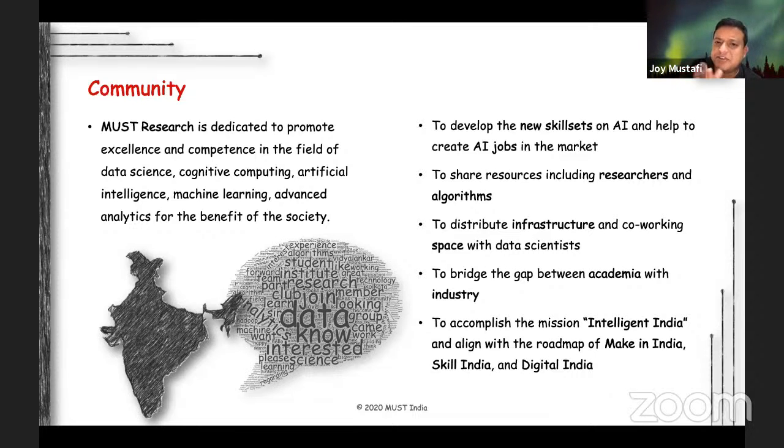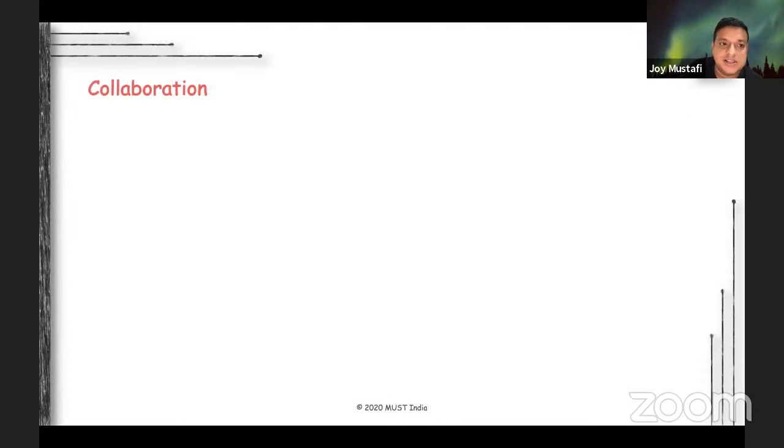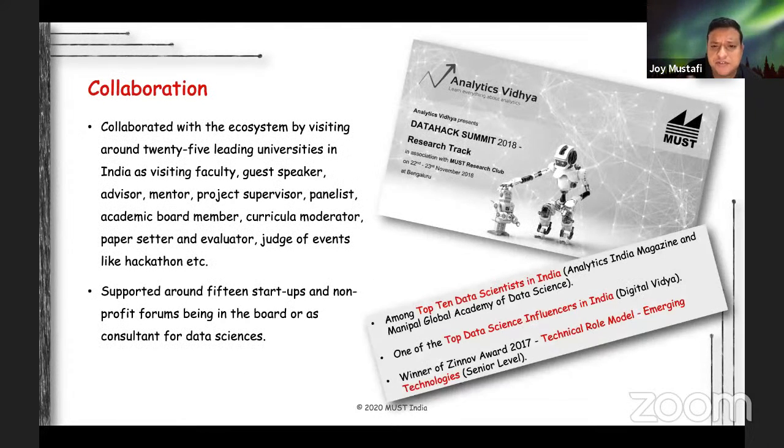So in MAST research, we are focusing not only on creating, and we recently started MAST Academy also, which I will talk about. And then sharing not only infrastructure, but sharing algorithms, sharing libraries, right? And then how we can bridge the gap between academia and industry. And definitely we have this mission, Intelligent India, with AI, which is aligned with Make in India, Skill India, and Digital India. So think about Intelligent India, and we have to be the number one nation with respect to all these latest technologies. So yes, we have collaborated with multiple organizations, like NASSCOM and Analytics Vidhya.